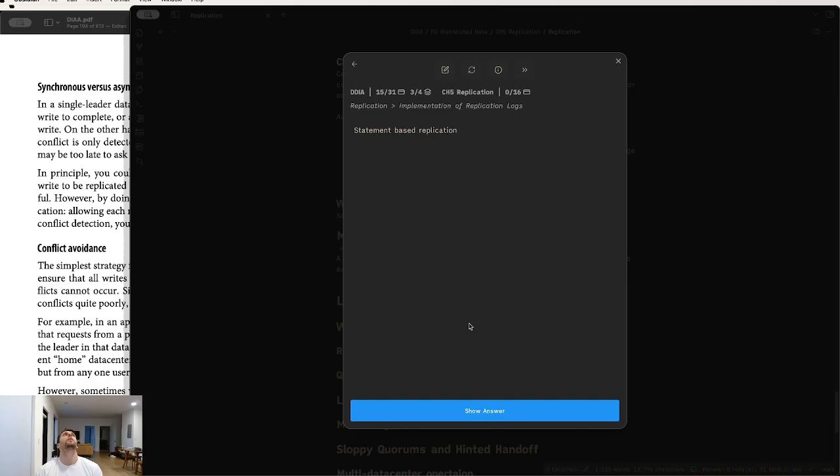Statement-based replication. Ooh, this is a tough one. Statement-based replication is when we take the statement that was used to produce the resulting state. The problem with this is if the record has non-deterministic data in it. Catch-up recovery is you diff from your last write with the leader, write them, and then you're caught up.